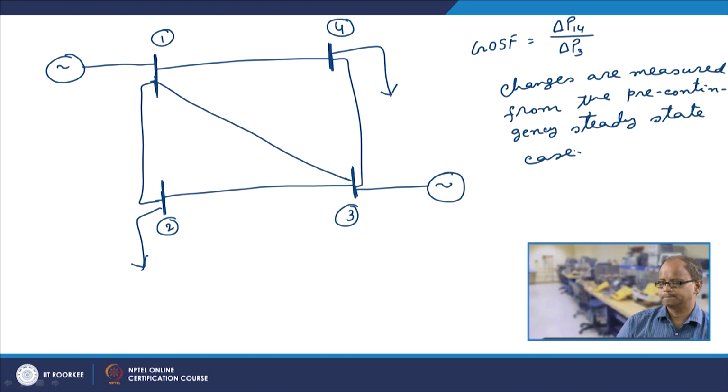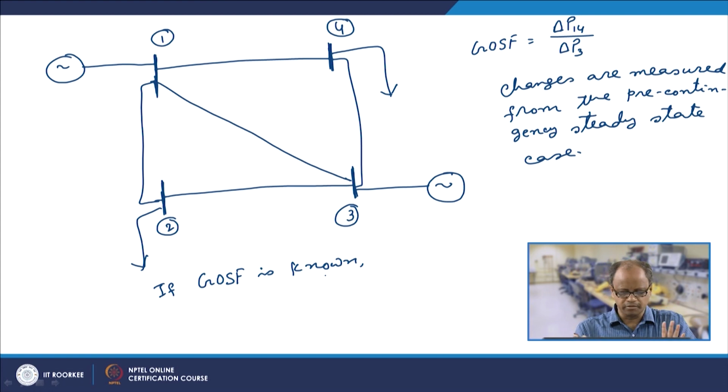So, now what are we actually saying? Now, let us go a little deeper. Suppose I know this value of GOSF by some means. Suppose that GOSF is known. By some means, I mean we will see how this particular GOSF is to be calculated. So, if GOSF is known, and I know the change in P3, then we can immediately calculate the change in P14.